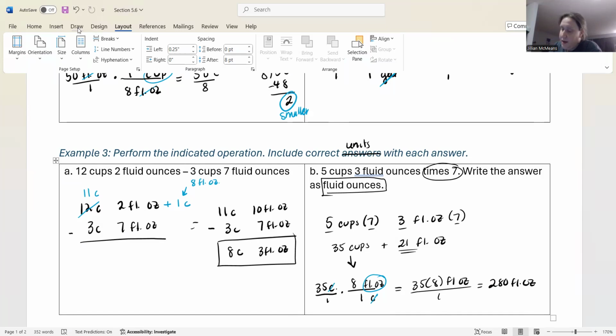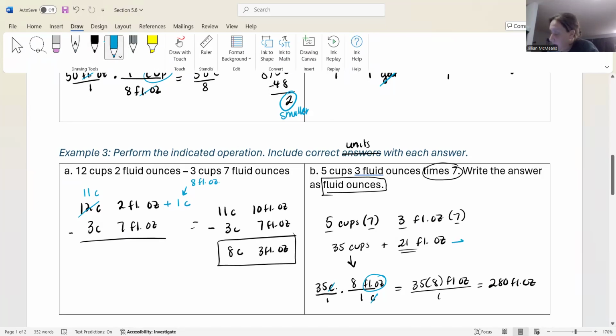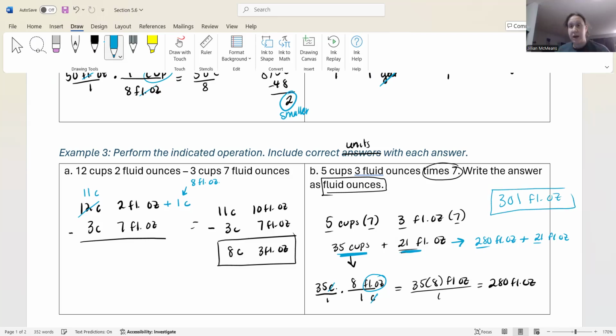All right, so that tells me that the 35 cups is really 280 fluid ounces. So I'm back to this point. We want to add that to the 21 fluid ounces that we already had. So how many fluid ounces do we have total? Well, 280 plus 21 is 301 fluid ounces. So if we have 5 cups, 3 fluid ounces, and we multiply it by 7, we get a total of 301 fluid ounces. Okay, so that is everything that we have for this worksheet with the US system of measurement for capacity.